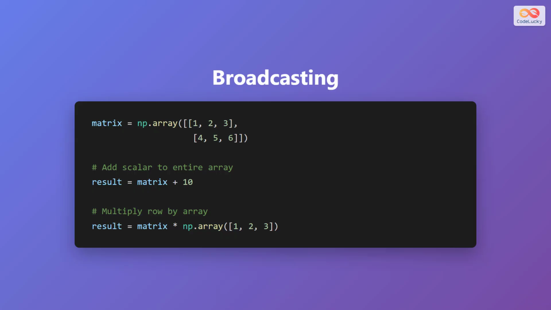Broadcasting is a powerful NumPy feature that lets you perform operations between arrays of different shapes. You can add a scalar to an entire matrix, or multiply each row of a matrix by a one-dimensional array. NumPy automatically handles the dimension matching, eliminating the need for nested loops that would be required in pure Python.